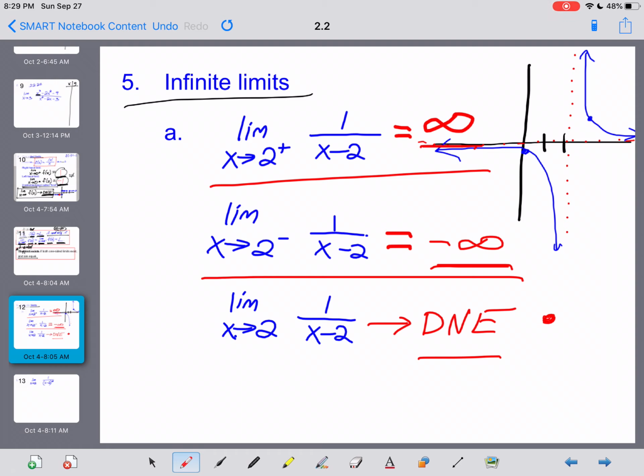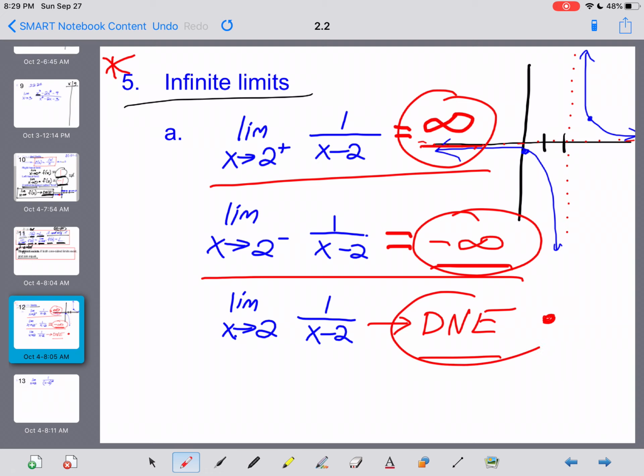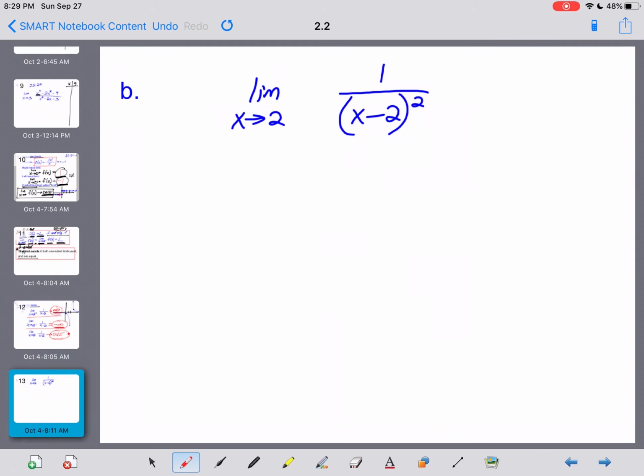But this is an important example for you guys to look at and study and understand. The right-hand limit exists. The left-hand limit exists, but the two-sided limit does not exist because the right and left-hand limits disagree. But I did want to show you this one here as well. And this, again, is a function I'm not expecting you guys to know by heart, but one that I feel smart people like yourselves could figure out pretty quickly.